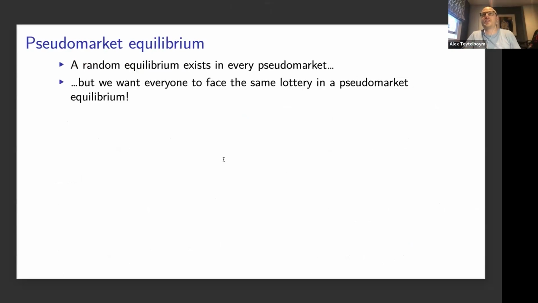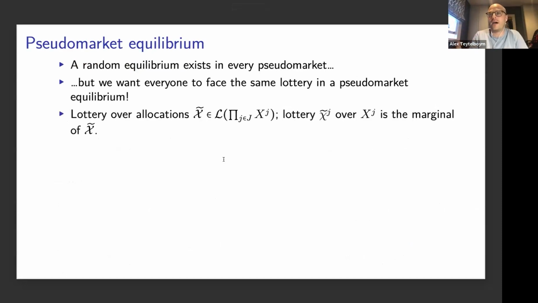It's not enough for me to just say there exists a lottery, one for each agent, such that markets clear in expectation. It's almost meaningless, because in the end, what I need to do is to make sure that everyone faces the same lottery. Otherwise, it's a meaningless object. So now let's formally define what it means to realize or implement a lottery, or we'll say it's a feasible random equilibrium. Let's think about a lottery over allocations. An allocation is going to specify a bundle for each agent. And then we're going to have a lottery over these allocations.